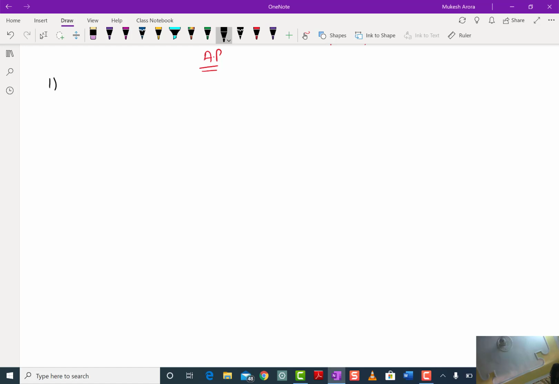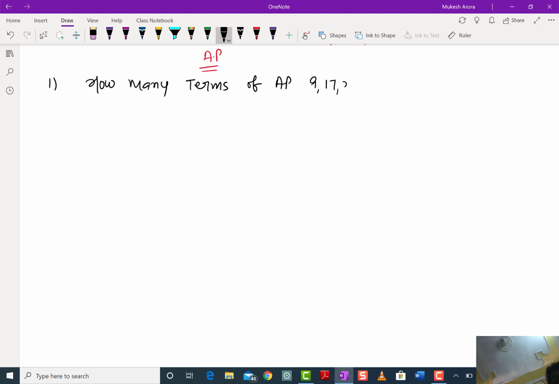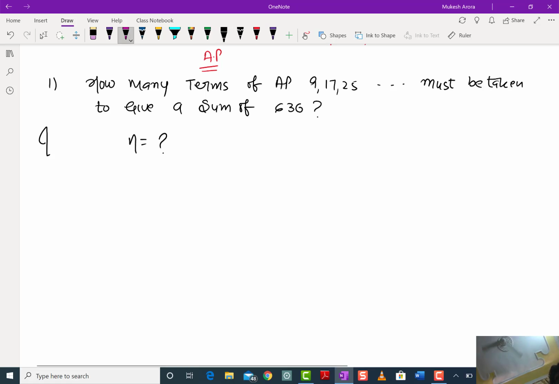The question is how many terms, means n, of the AP 9, 17, 25 must be taken to give a sum of 636. How many terms? That means n we have to find.